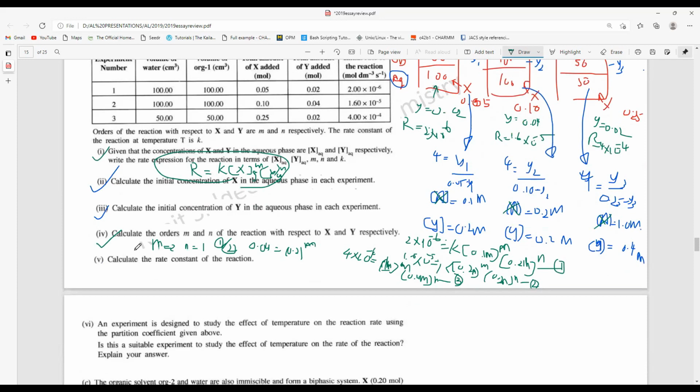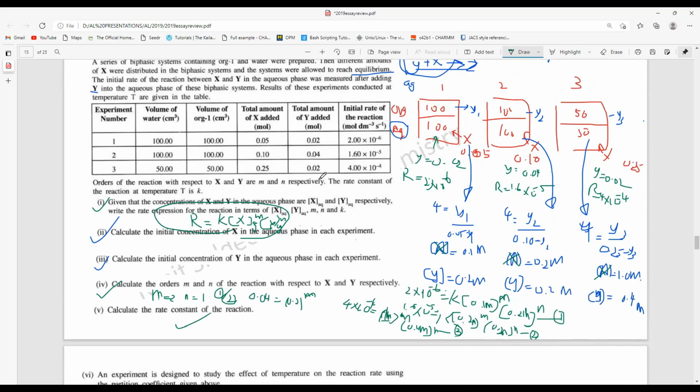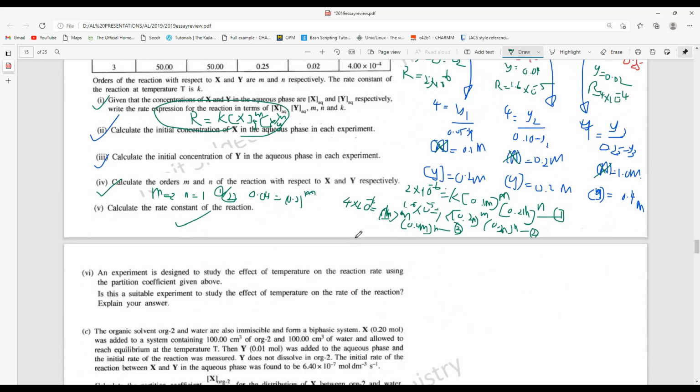Then they say calculate the rate constant. So when you find m and n, plug them into the first, second or third equation, then you can find k. That is easy, right? So the only difficulty in this question is the identification of the initial concentration of x after the equilibrium, and all other things are very, very easy, right? And I like this question because they try to combine chemical kinetics with a physical equilibrium, like phase equilibria. Okay, so very nice. Let's move on to the next part.